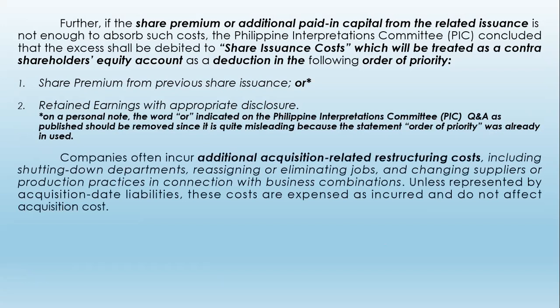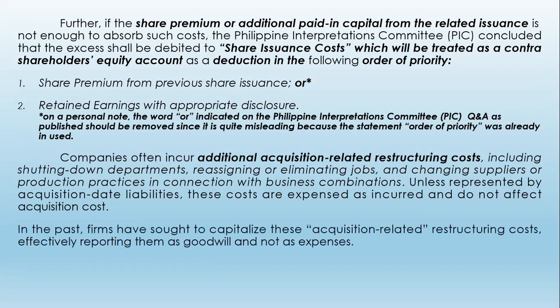Companies often incur additional acquisition-related restructuring costs, including shutting down departments, reassigning or eliminating jobs, and changing suppliers or production practices in connection with business combinations. Unless represented by acquisition date liabilities, these costs are expensed as incurred and do not affect acquisition cost. Further, the share premium or additional paid-in capital from the related issuance is not enough to absorb such costs.